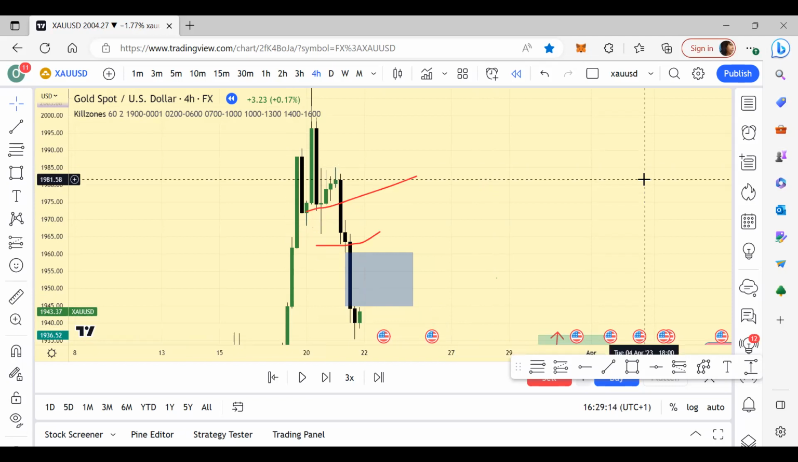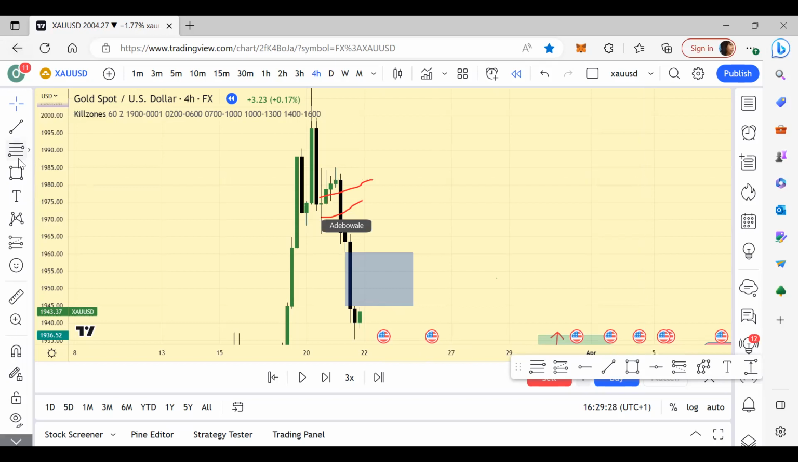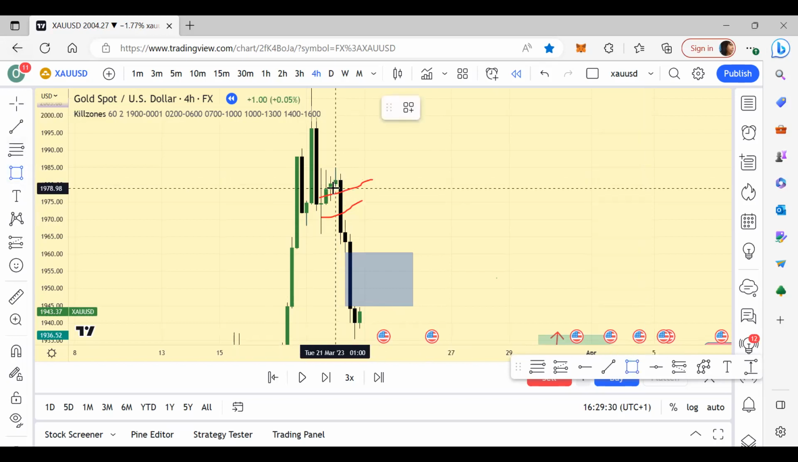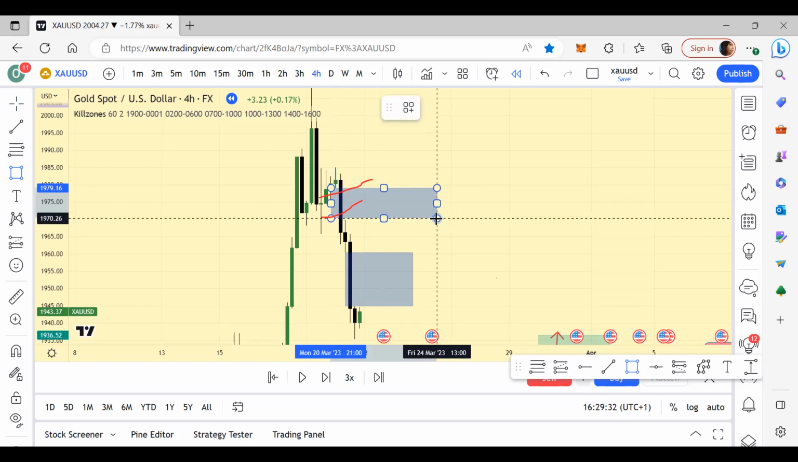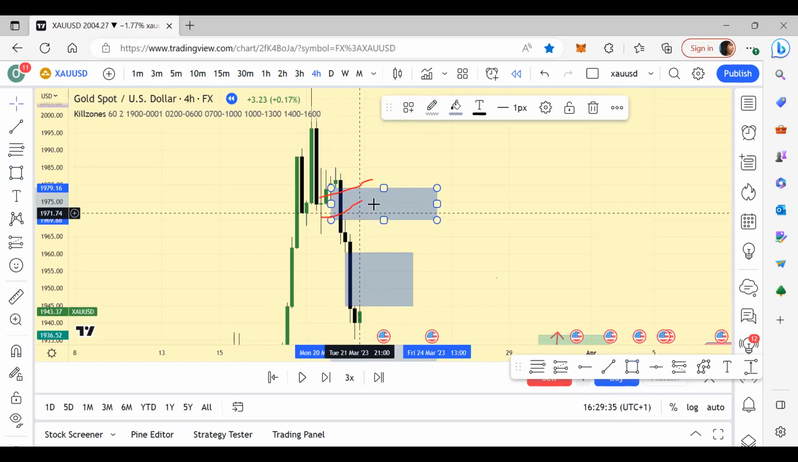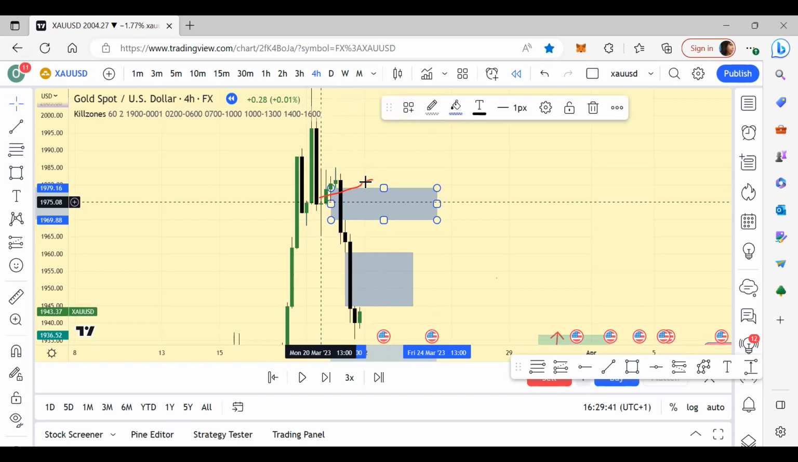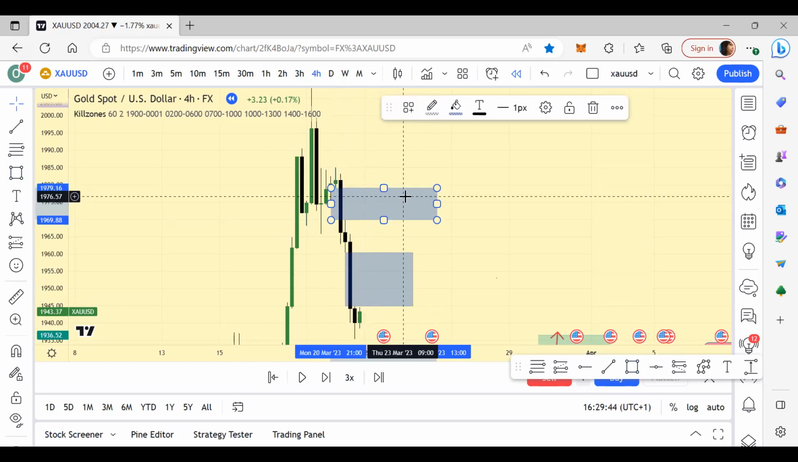Where's the imbalance? Between this top thing and... Okay, so between here and here is your imbalance. Well done, because there is space. When price comes and fills in this gap, then you know that there's no longer an imbalance.